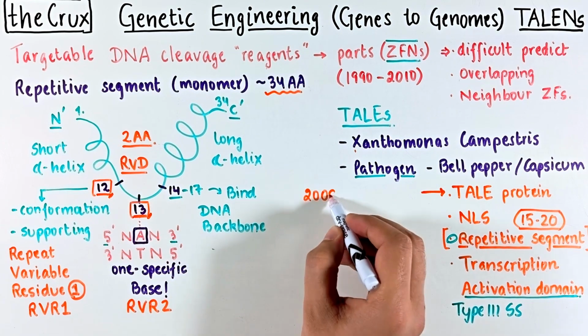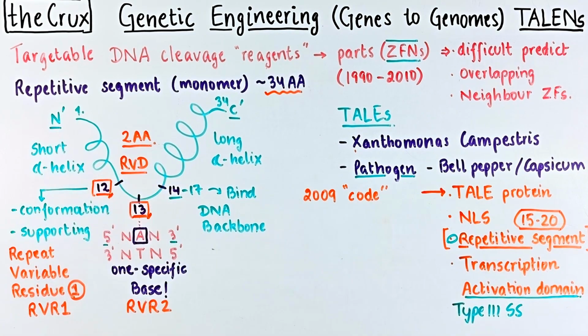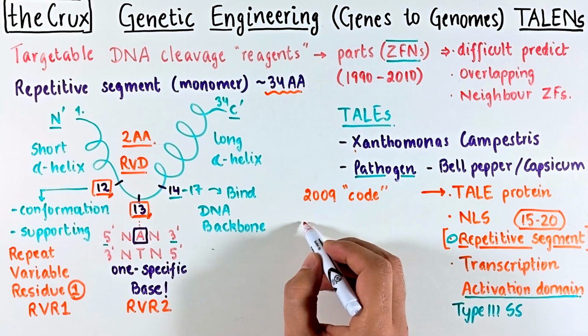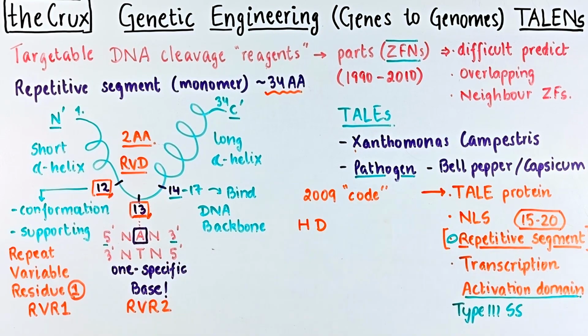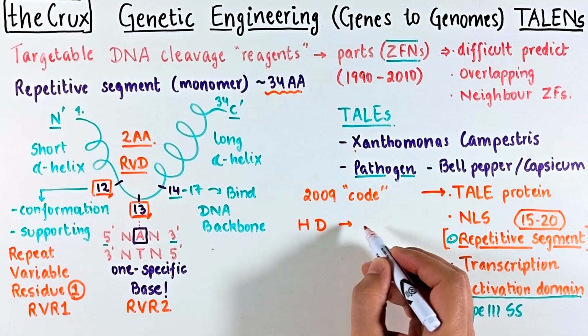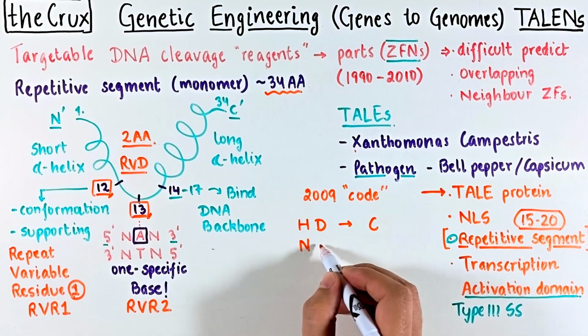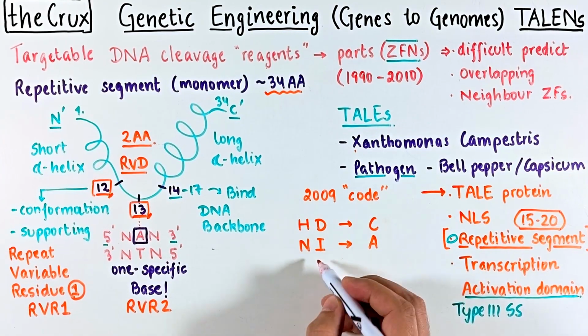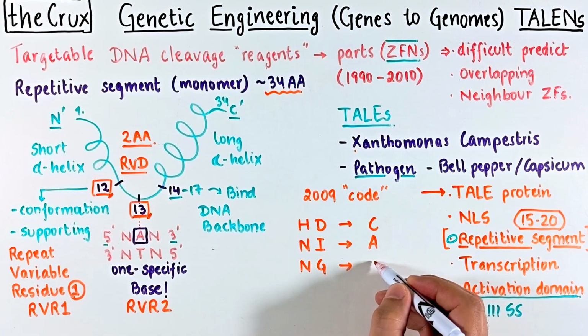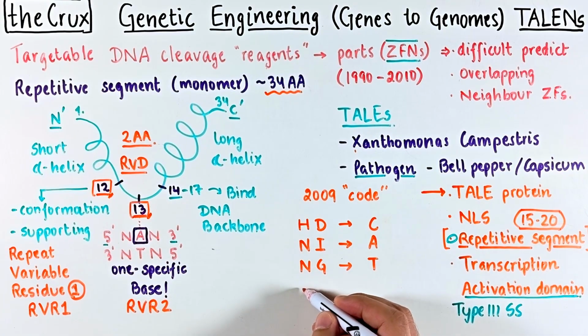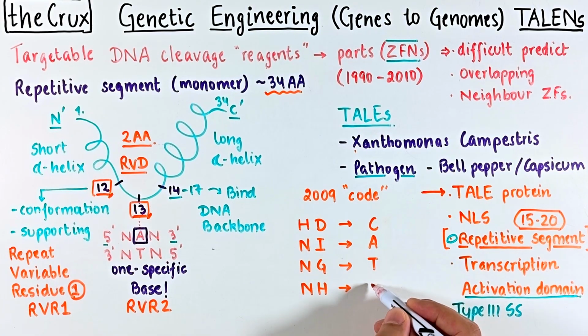In 2009, the recognition code for diresidue DNA binding was eventually uncovered. If the diresidue was histidine and aspartic acid, the monomer recognizes a cytosine. If it's asparagine or isoleucine, it's A. Asparagine or glycine binds T. Asparagine and histidine bind G. Likewise, there are some other combinations that can also bind a specific DNA base.